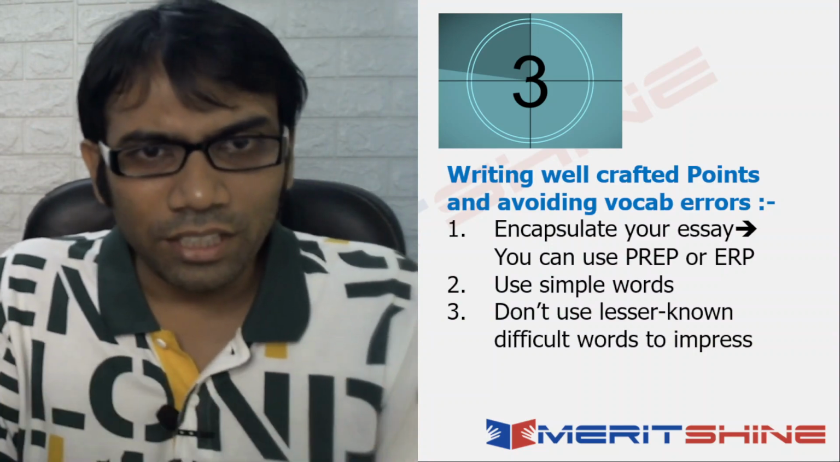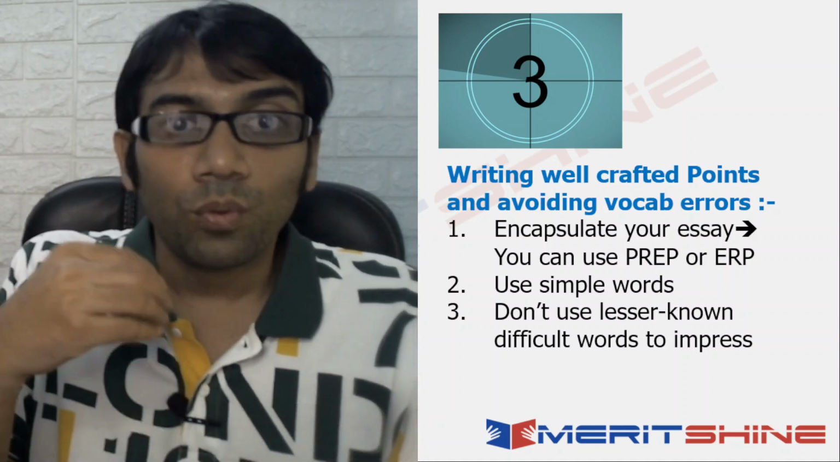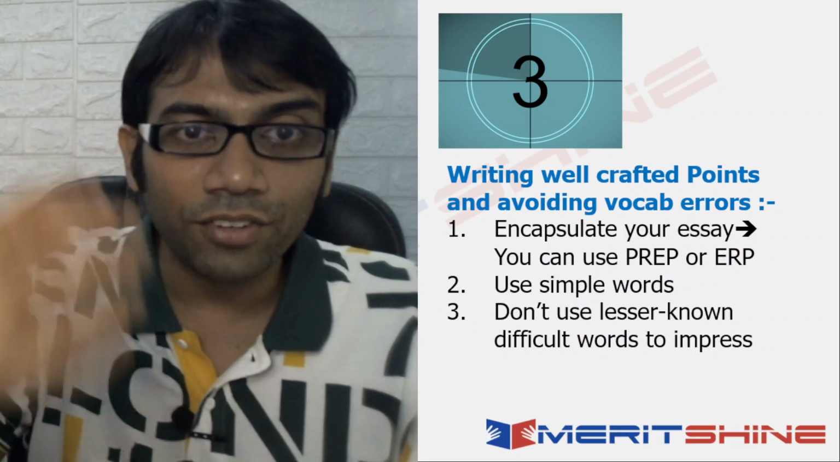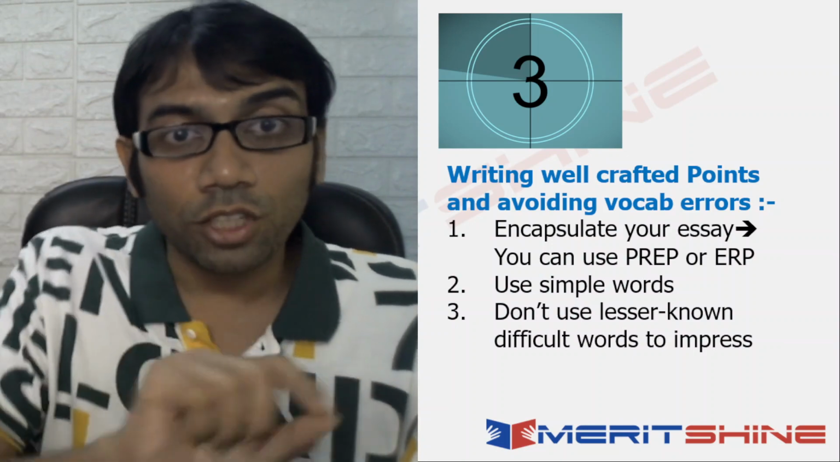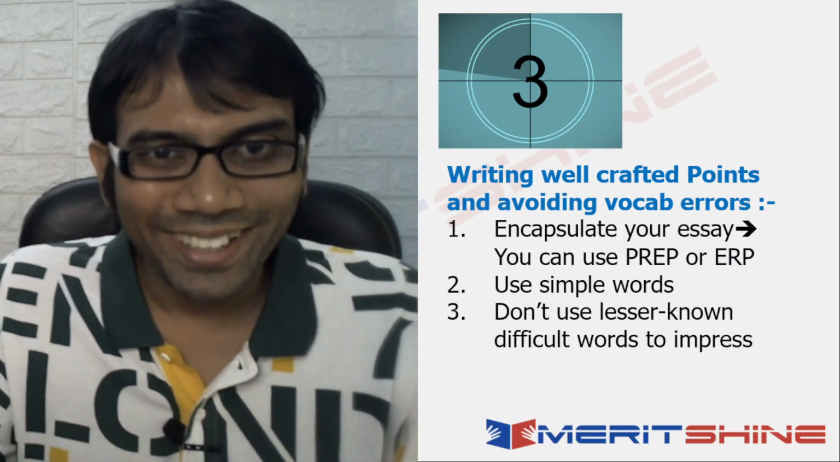Now, even in vocabulary, spelling errors. Why do spelling errors happen? Spelling errors happen because we do not have much of an idea about that particular word, right? So if you use words that you know, then spelling errors would also not happen, right?